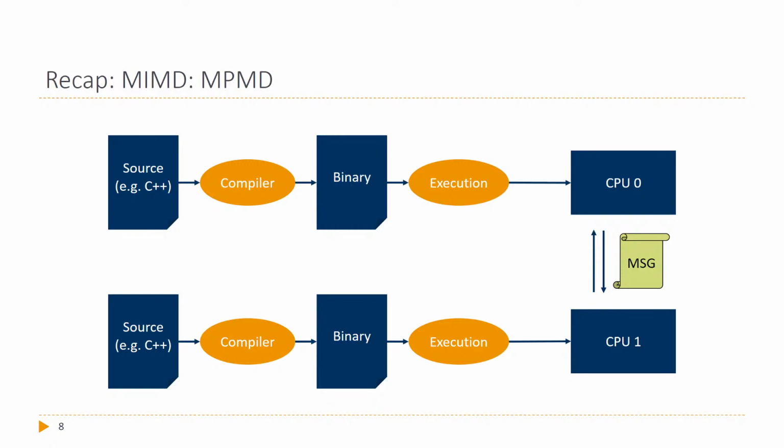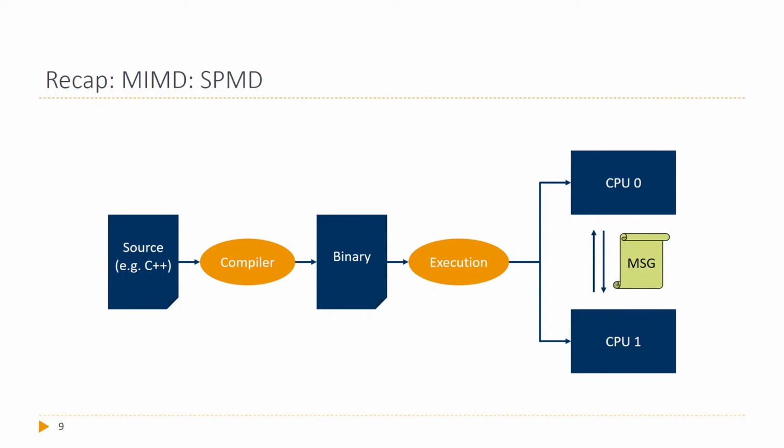Now, a small recap. In the last lecture, I told you about Flynn's taxonomy and how to categorize programs and architectures. And especially multiple instruction, multiple data stuck out because I told you we will be using that. And if you remember, there are two different possibilities. One of them is multiple program, multiple data. So you have two different source codes. You compile them individually to two different binaries. And when you execute them, they just exchange messages if they know each other's IP or whatever means of addressing you use. Nothing too fancy going on here.